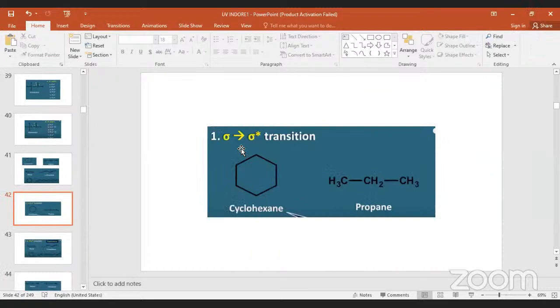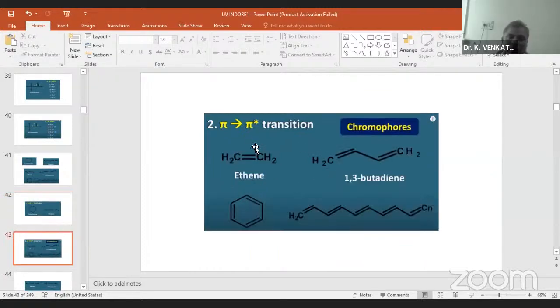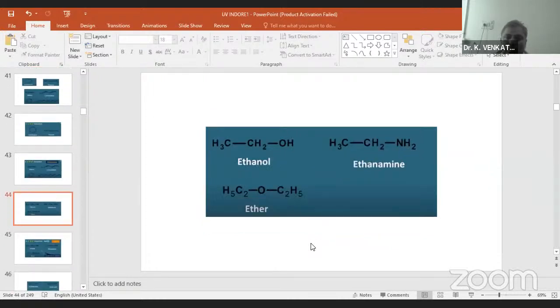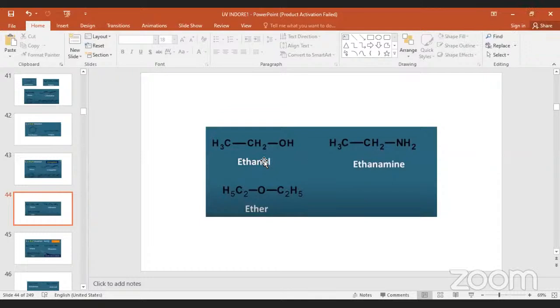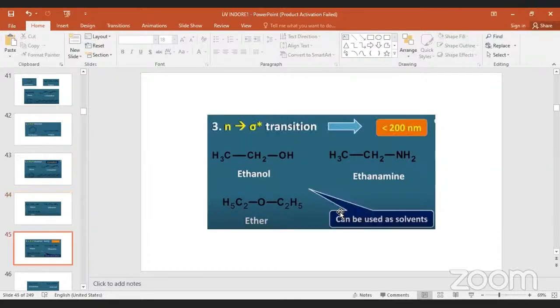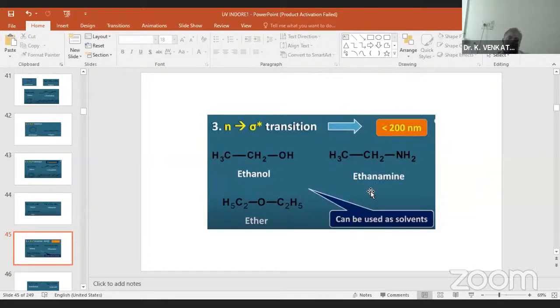So in cyclohexane, sigma to sigma star transition is possible. Here pi to pi star transition is possible. And here what type of transition is possible? n to sigma star. Ethanol, sigma to sigma star and n to sigma star. So here n to sigma star transition is possible, and this is for less than 200 nanometers. So ethanol, ethanamine and ether can be used as solvents, because they absorb less than 200 nanometers.